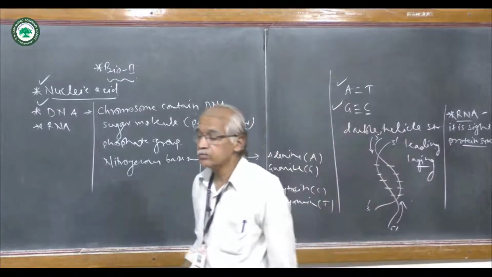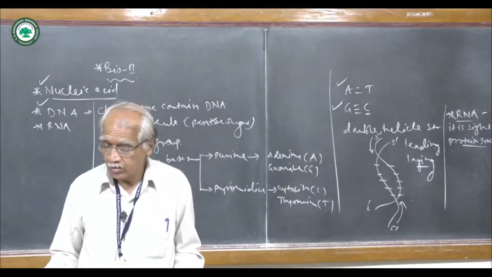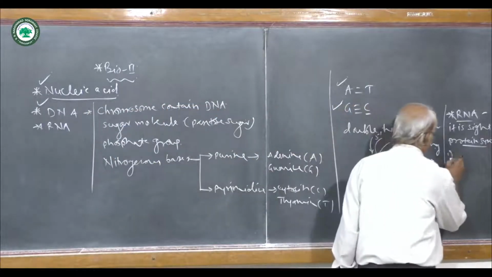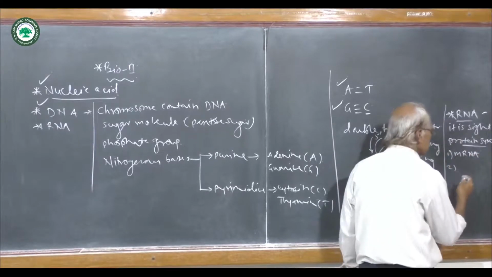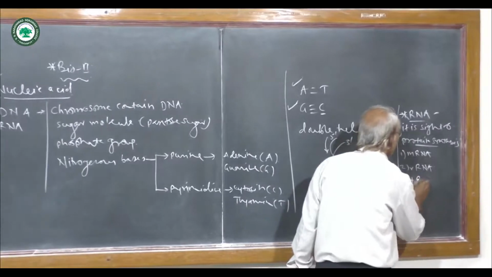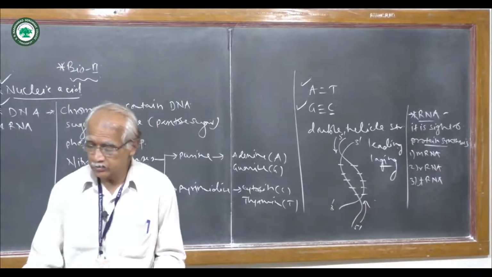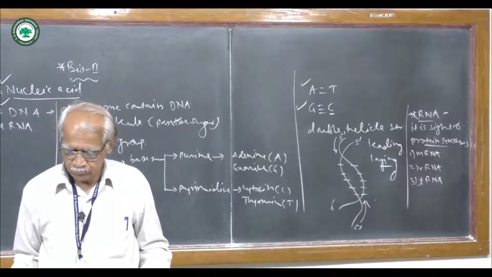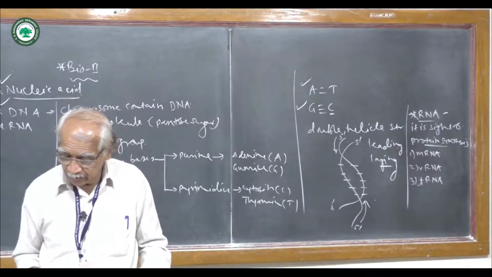RNA is of three different types: mRNA, rRNA and tRNA.